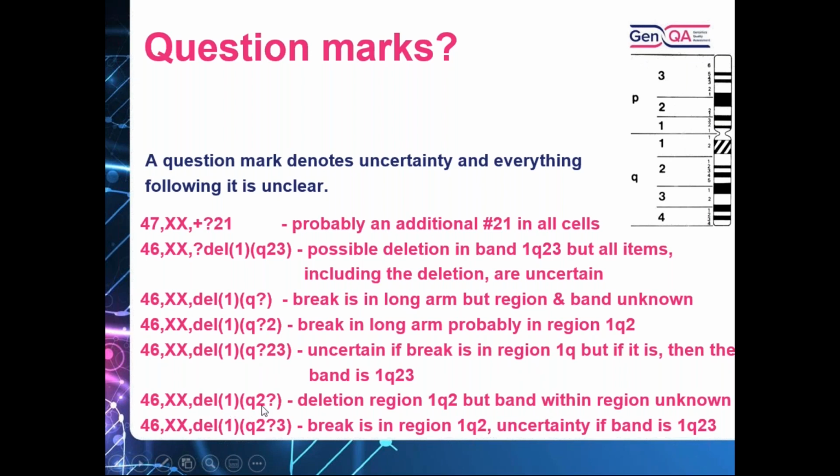In this particular case, you know there's a deletion in region 2, but the band within the region is unknown, so you put a query there. If you think you know what the band is, of course, you could put it in like this one and put it in as 3, because you know the breakpoint's in region 2, but you don't know about the uncertainty, whether it is actually region 3. So the question mark goes before the region of uncertainty.